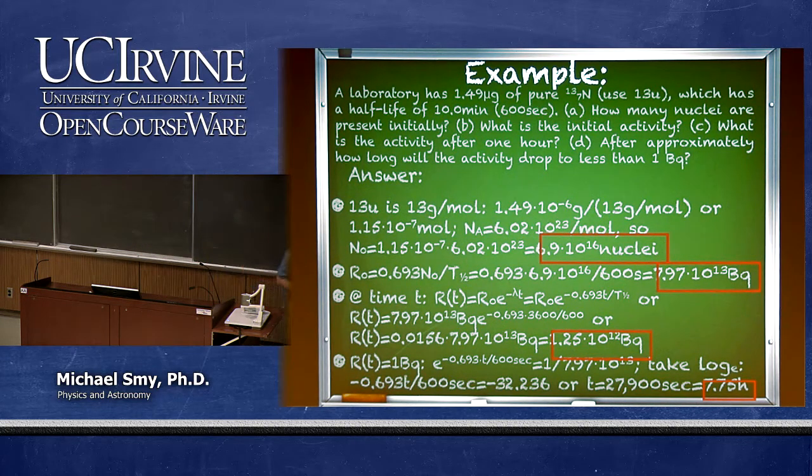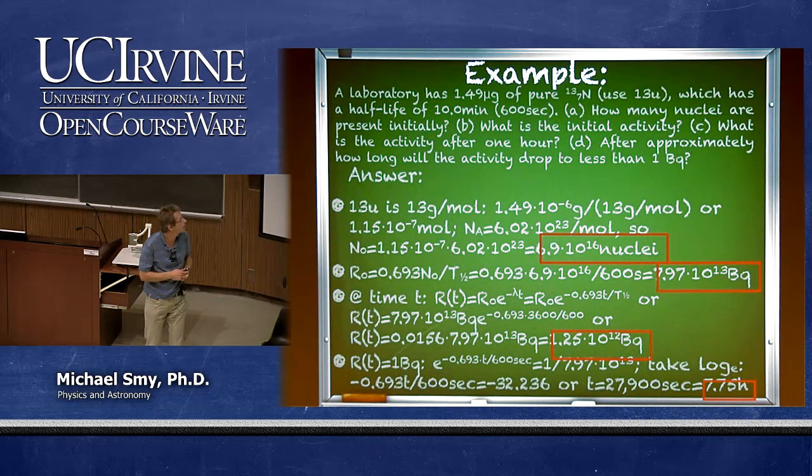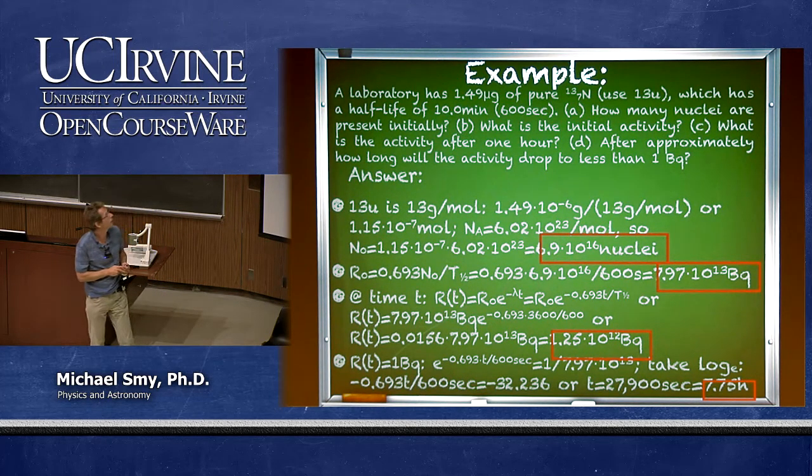So we use as the atomic weight of nitrogen-13 just 13 units. And so that means it's 13 grams per mole. And we can therefore calculate the number of moles from the number of grams. So it's 1.49 times 10 to the minus 6 grams divided by 13 grams per mole.